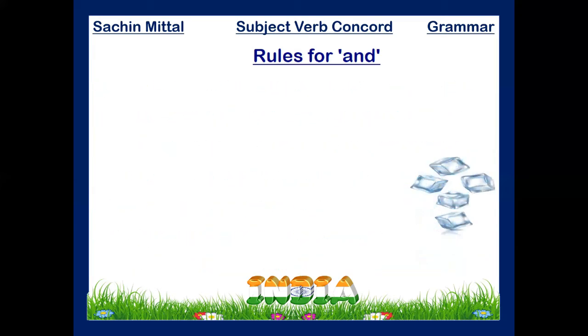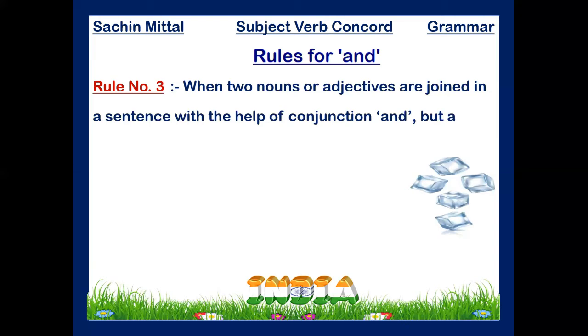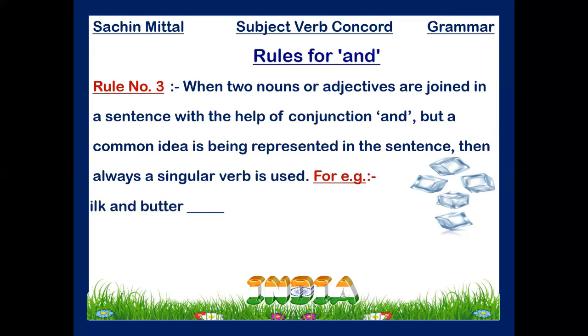Rule number three is again for the conjunction and. Now it's a different rule. You have to be very careful. So what this rule says is that when two nouns or two adjectives are joined in a sentence with the help of the conjunction and, and after the joining, if a common idea is being represented in the sentence, then always a singular verb is used.